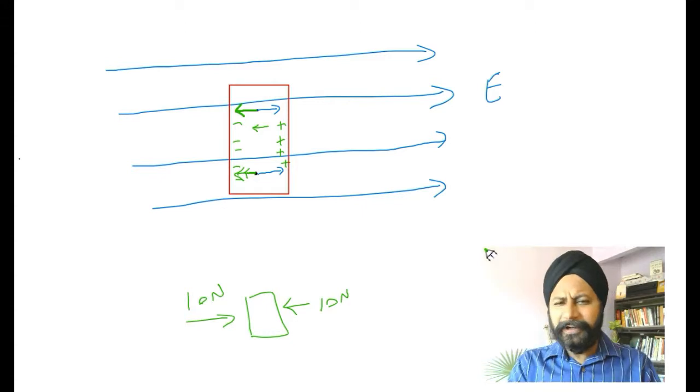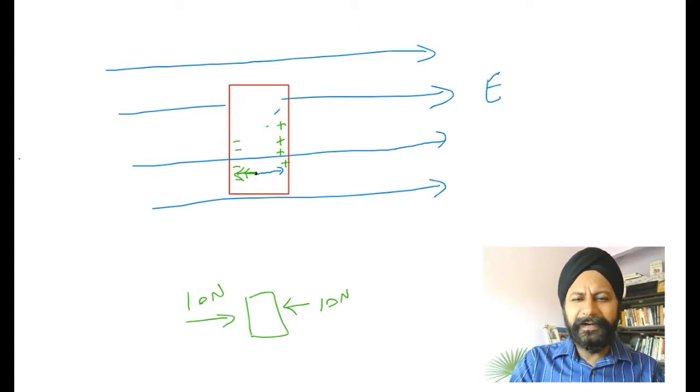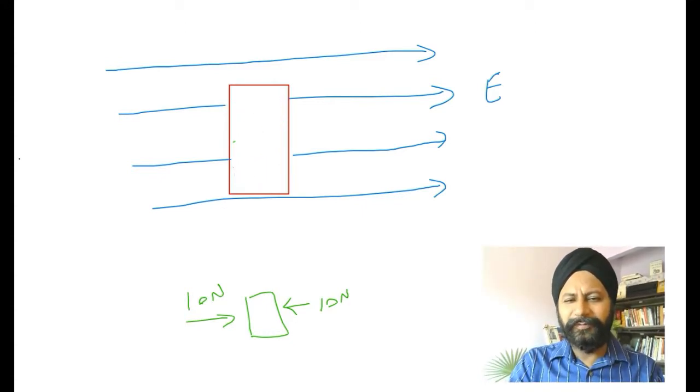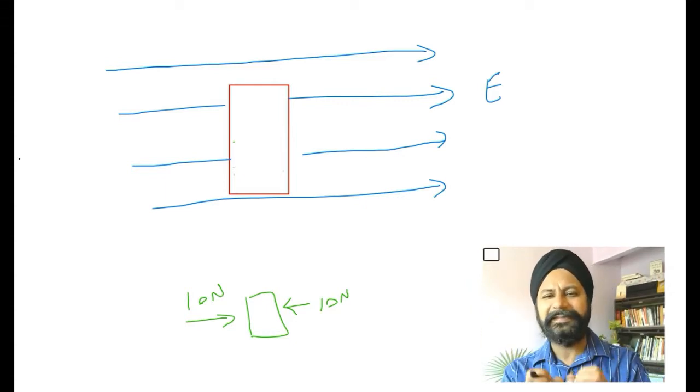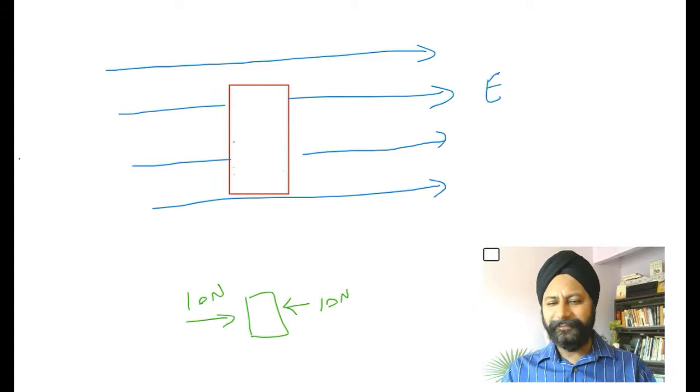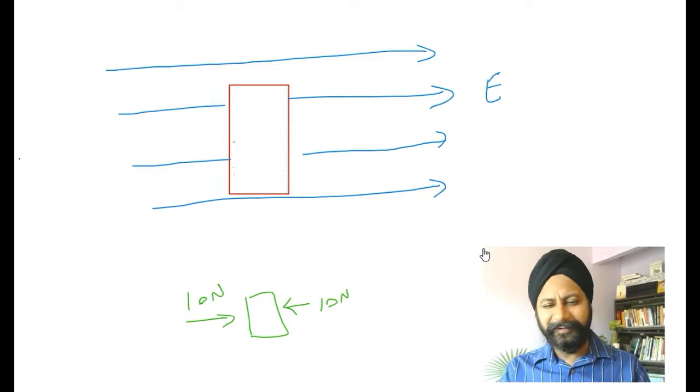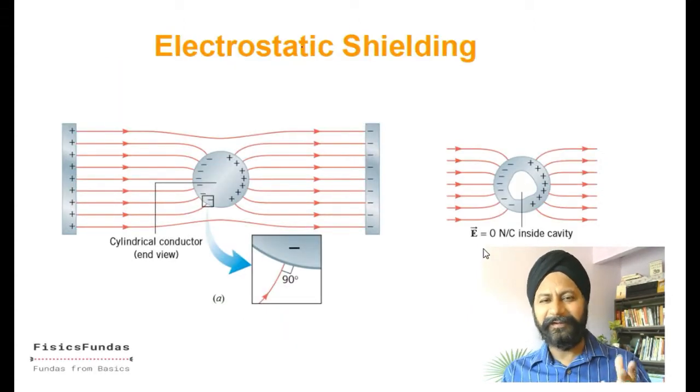So as soon as you put a conductor inside of a field, the entire field inside is gone. Everything is gone. There is no field that can exist inside of a metal or inside of a conductor. And that is a very useful property actually, and we will see how that works.